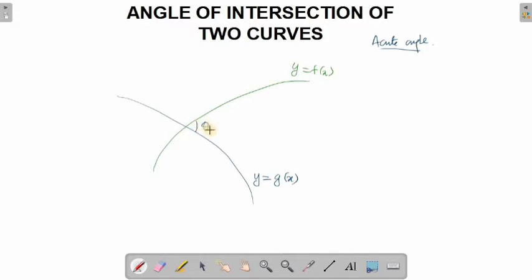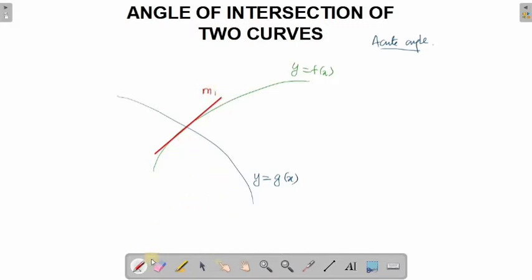So what I am going to do is draw two tangents at the point of intersection. For example, this is one tangent, drawn at this point. This is the tangent for y equals f(x), and let's say its slope is m1.